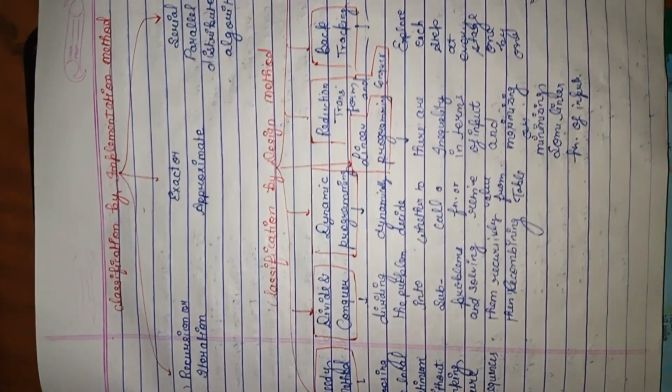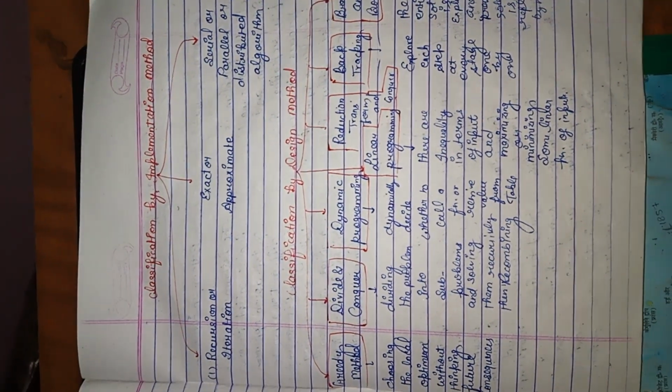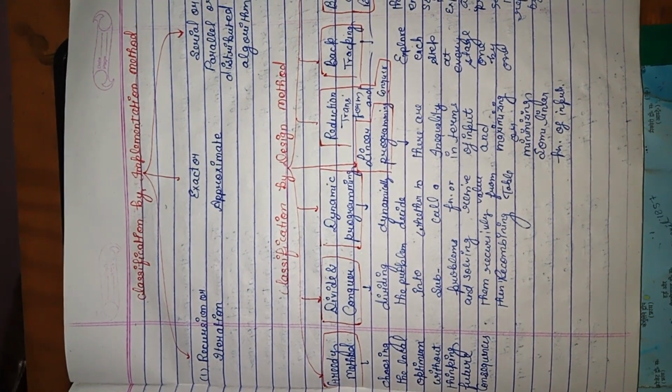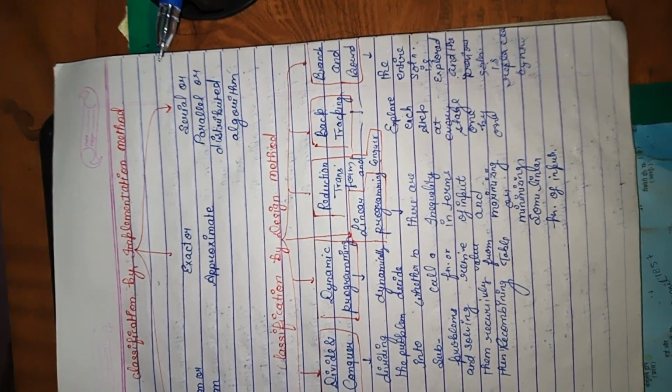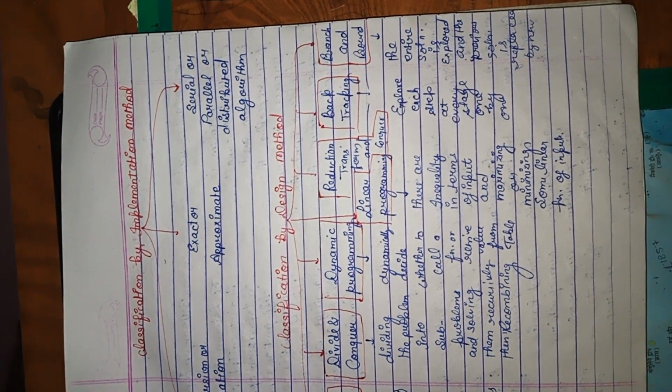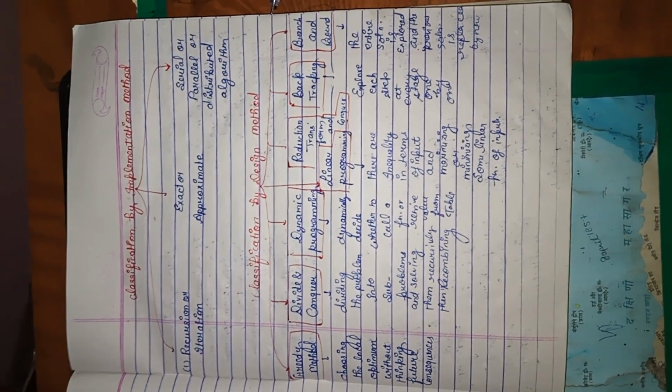So classification by implementation method. There were three classifications by implementation method. First is recursion or iteration. Second is exact or approximate. Third is serial or parallel or distributed algorithm. Classification by design method includes diverse methods.